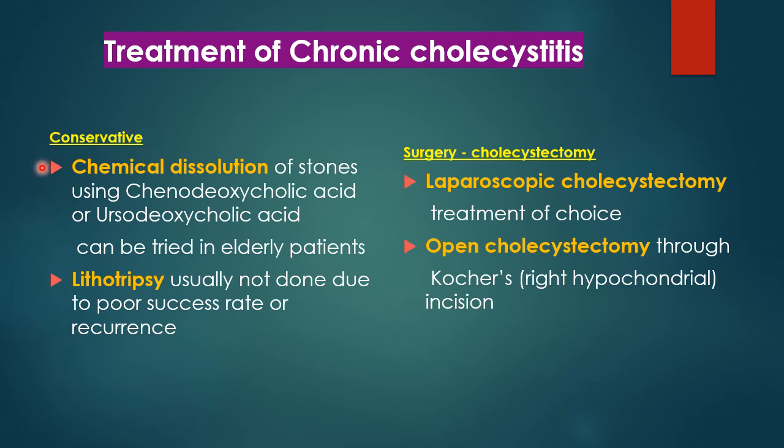Conservative treatment has been tried by chemical dissolution of the stone using chenodeoxycholic acid or ursodeoxycholic acid. But this has been tried in elderly patients who are not fit for surgery and is found to be not very effective. Lithotripsy too is not done due to poor success rate and recurrence.